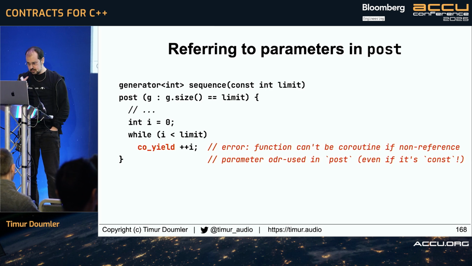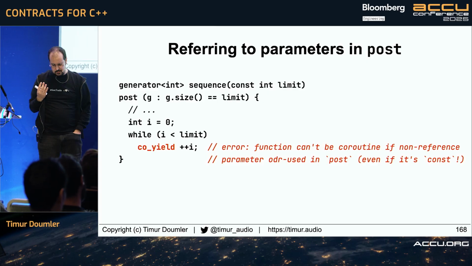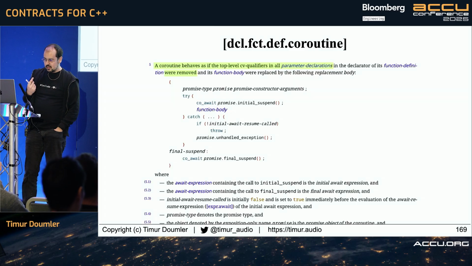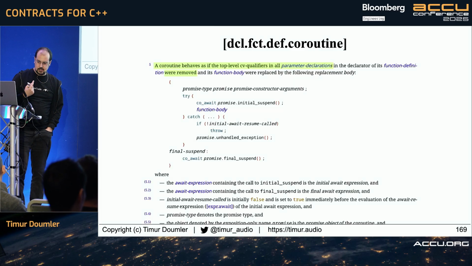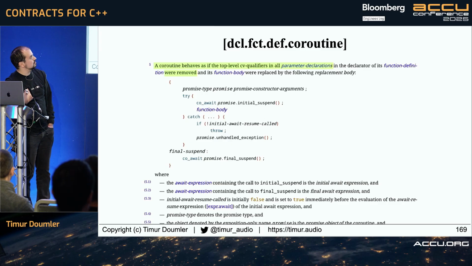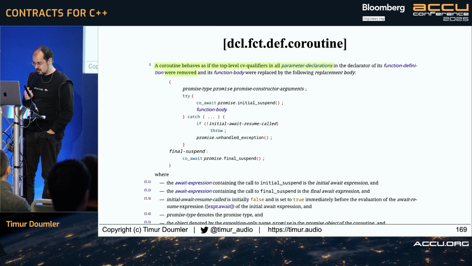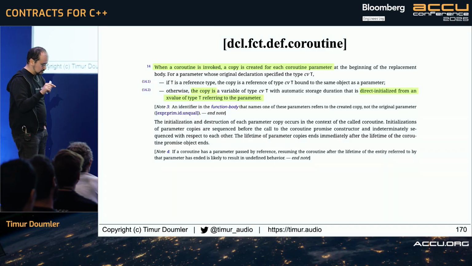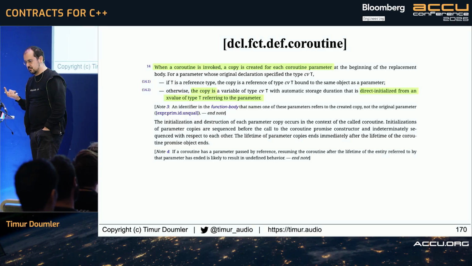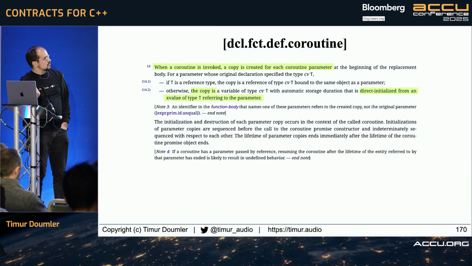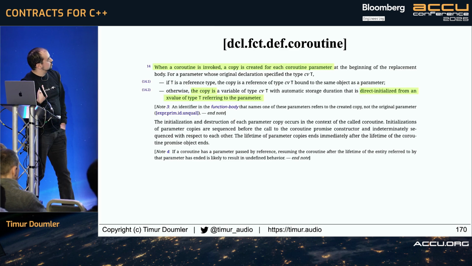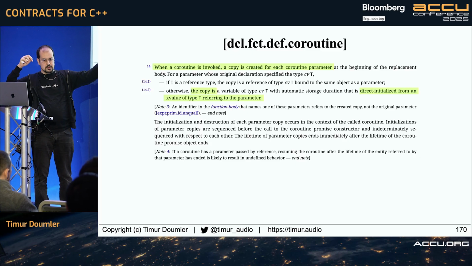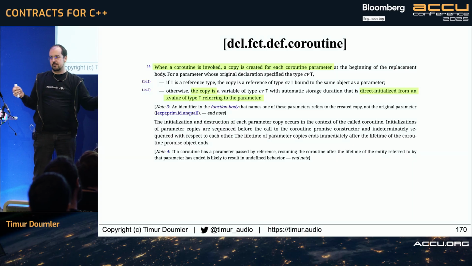And if you dig into the standard, the way coroutines are specified in C++ is super, super weird. So it turns out that if you have a parameter in the coroutine and you declare it const, it's not actually const. The reason is that the parameter you refer to in the coroutine body is not actually the parameter you passed in. It's a copy of the parameter, which the standard says is direct initialized from an xvalue of type T referring to the parameter, which in English means it's moving from the parameter. Even if it's const, it's still moving from it, which is super weird.